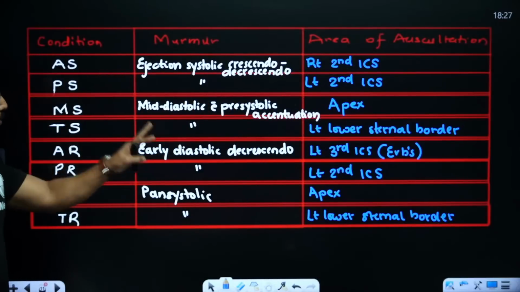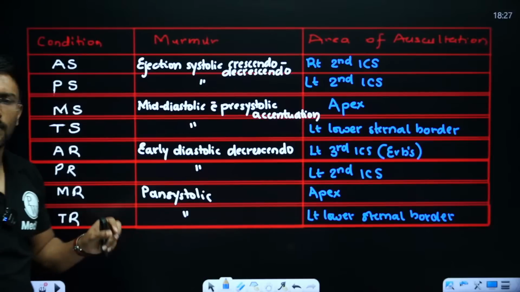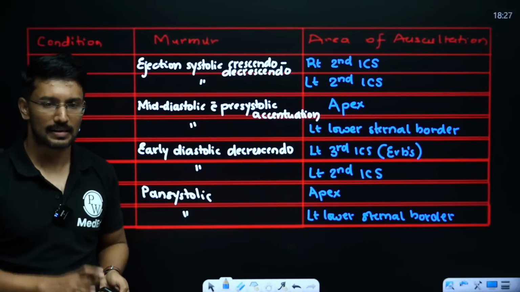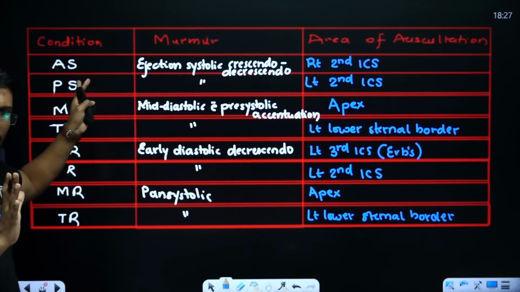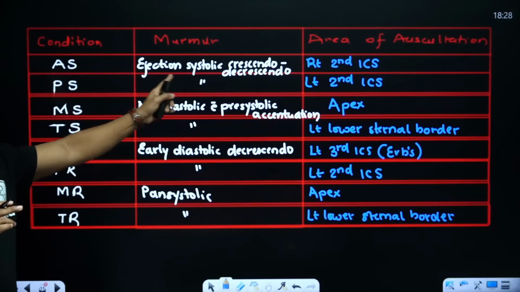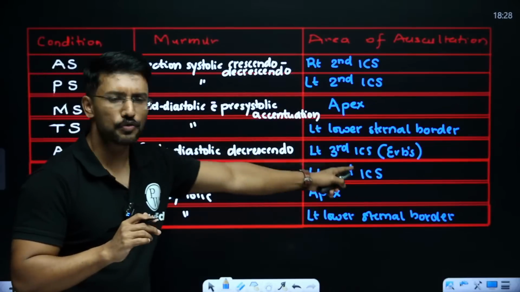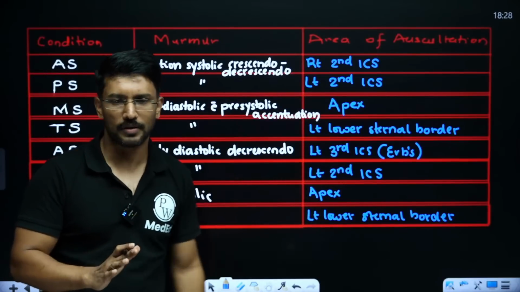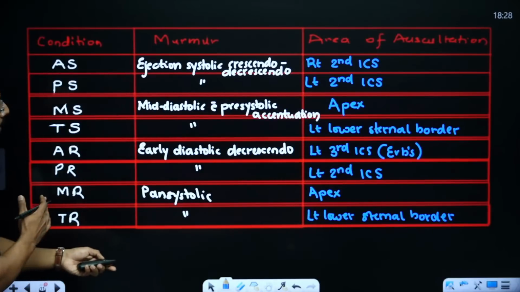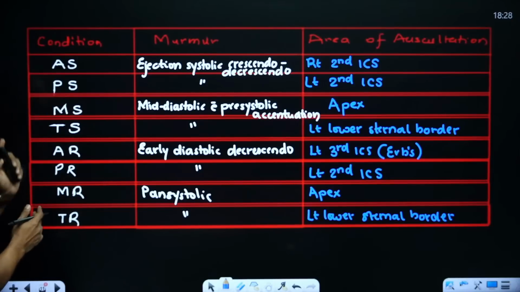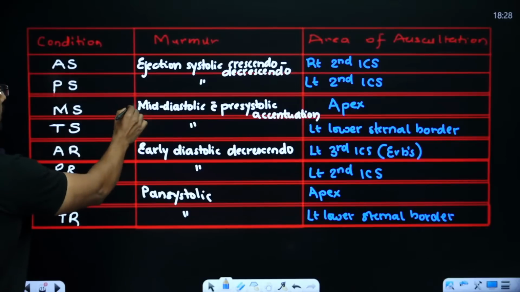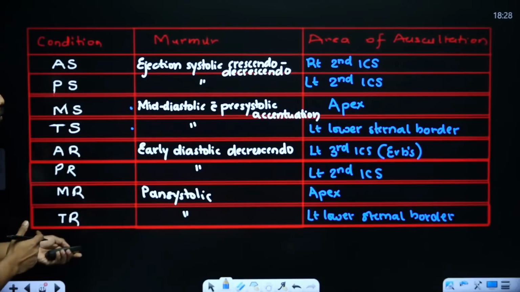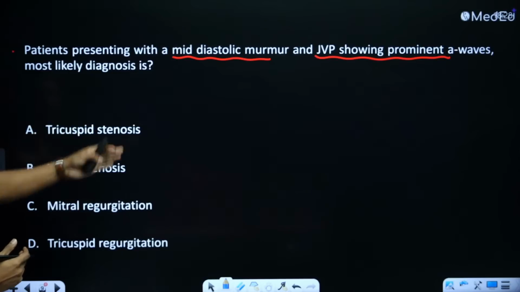So now once we know this table, we will be able to deal with most of the valvular heart disease related questions. All you need to know is there are only 4 murmurs, 8 conditions, 2 conditions will have 1 murmur, and each valve has a dedicated area for its auscultation. Now going back to it, what are we getting in this question? We were dealing with a mid diastolic murmur. So what are the mid diastolic murmurs? MS and TS. These are the only 2 possibilities.